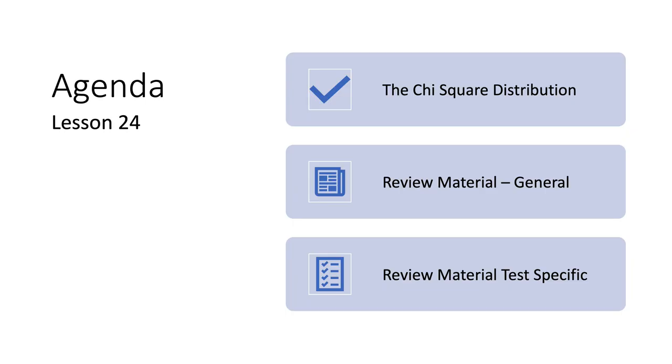Our agenda for today: first, the chi-square distribution; second, some general review material, and also some specific review material for the test coming up. Those two things will be contained on the worksheets. The way we're going to do the worksheet is we're going to do this brief video lesson now about the chi-square distribution, and then I'm going to give you the worksheet for today, which is already on Moodle. You'll answer those questions, and then I will give video answers that go over the questions in detail.